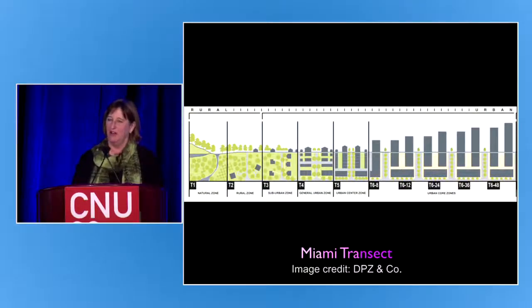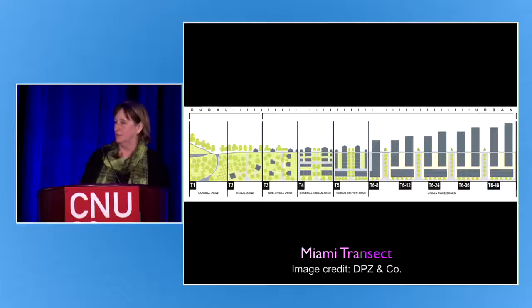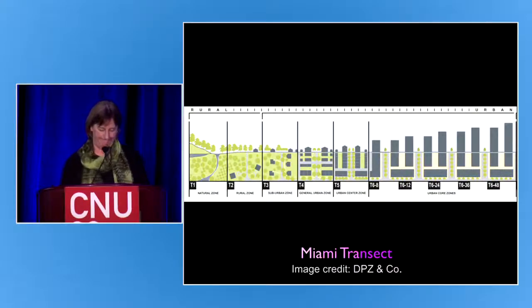Here's an example of the same kind of diagram, systemized, abstracted. Now, this is an abstraction, of course, but you see how Miami, being so urban, with so many tall buildings in its urban core, has subzoned T6, the urban core zone, into several T6s.